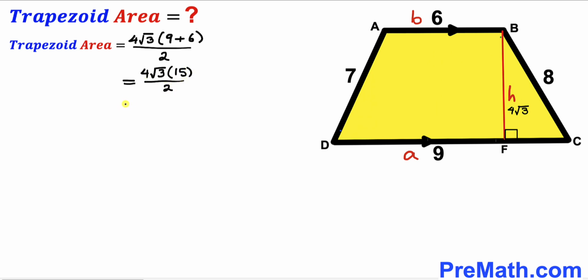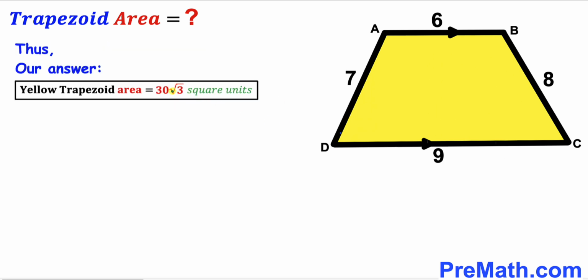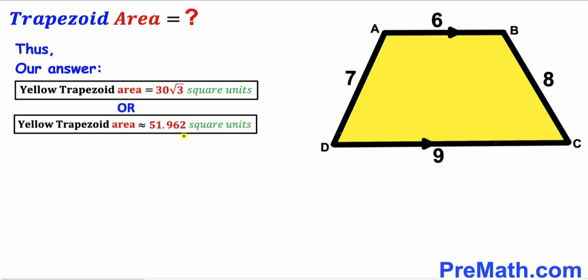So if we simplify everything on the right hand side, that is going to give us 30 times the square root of 3 square units, the area of this yellow shaded trapezoid. So thus after all the calculations and manipulations, the area of this yellow trapezoid turns out to be 30 times the square root of 3 square units. And that's going to be approximately equal to 51.962 square units as well. And that's our final answer.